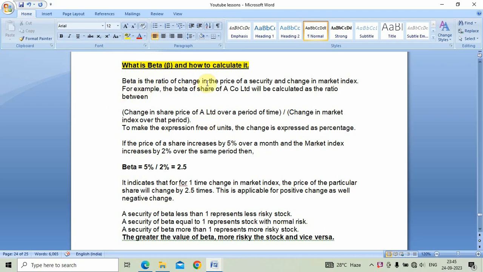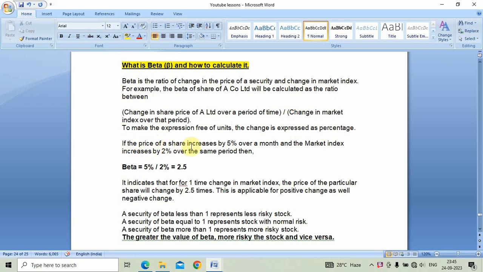Beta is the ratio of change in price of a security and change in market index. For example, the beta of share of A Company Limited will be calculated as the ratio between change in share price of A Limited over a period of time divided by change in market index over that period. To make the expression free of units, the change is expressed as percentage.